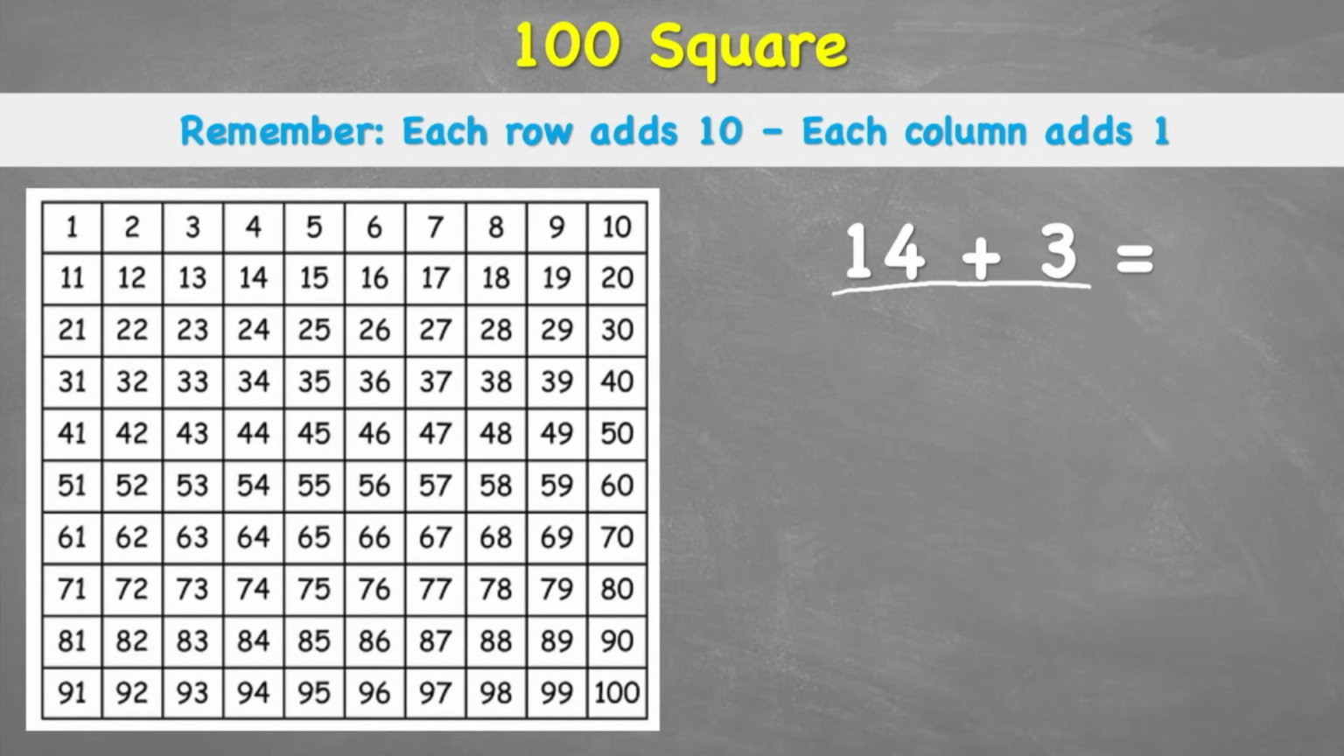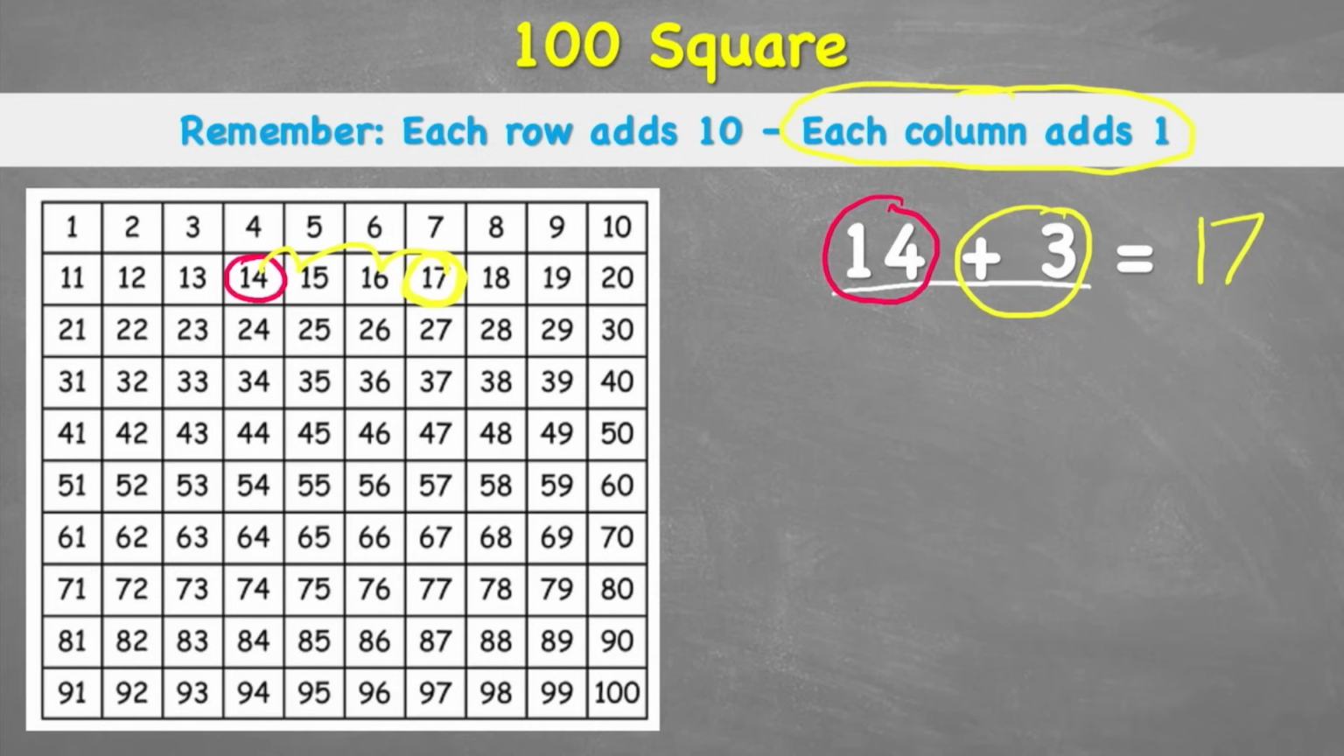Well, the first thing we're going to want to do is find 14 on our 100 square. We can see it right there. And then we're adding 3. So let's look at our second tip. Every time we come along a column, we're adding 1. So to add 3, all I'm going to do is make 3 jumps. 1, 2, and 3. And I'll circle this new number. And that's our answer. So therefore, 14 plus 3 equals 17. It's as simple as that.